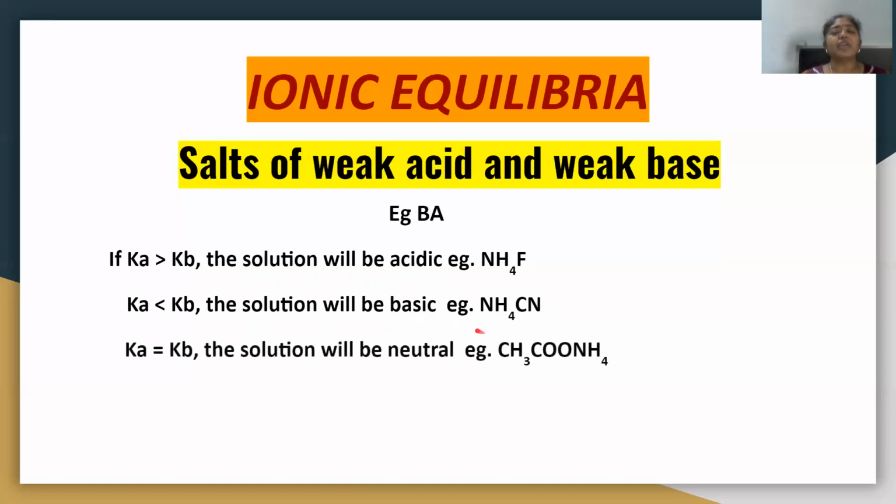Now, what happens if Ka is equal to Kb? It can happen, no? It can be that the dissociation constants of the acid as well as the base are equal to each other. Like for example, in ammonium acetate. In sodium acetate, we saw the solution was basic because sodium hydroxide is a strong base. But if I take ammonium acetate, ammonium hydroxide is a weak base and acetic acid is a weak acid. But the dissociation constants of both the acid and the base are the same. In such a case, the solution will be neutral.